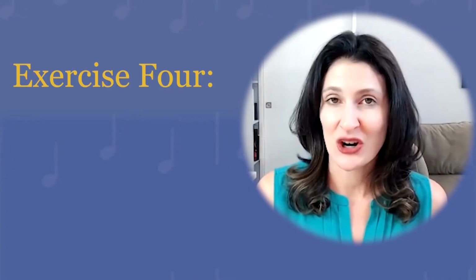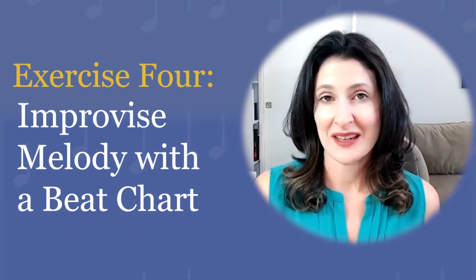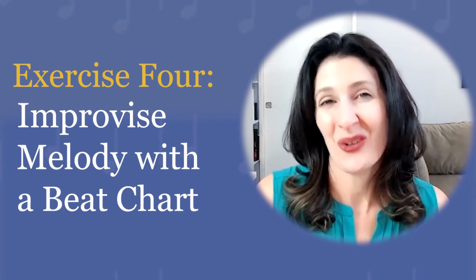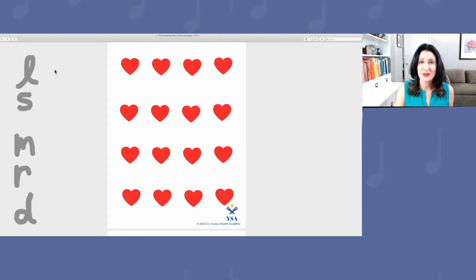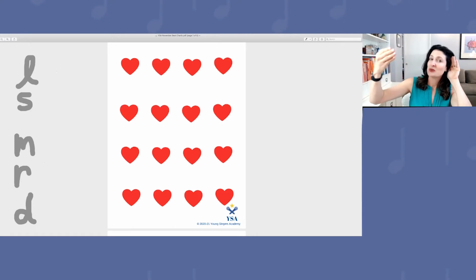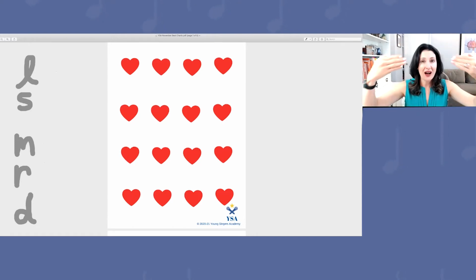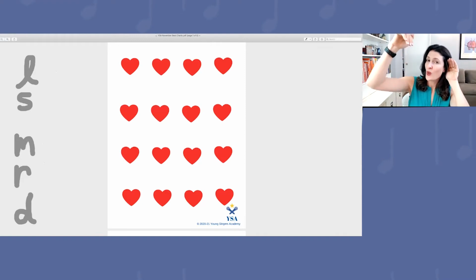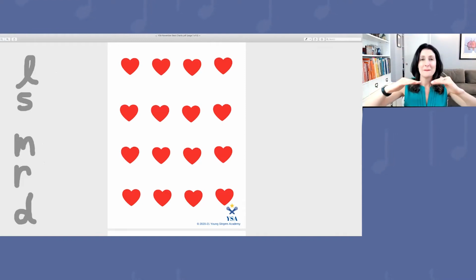Another way to use the beat chart is to have students improvise a melody using known solfa or tones that they know. So here on the side, I've put some notes that they've already learned. La, sol, mi, re, do. I would encourage you to just sing up and down the tone ladder first and do some echo singing, such as so, mi, so, mi. So, la, so, mi. Mi, re, do.